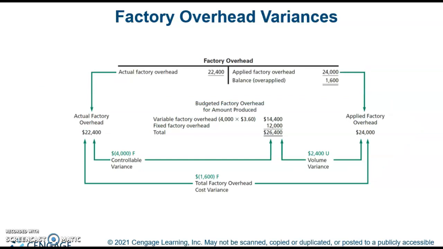Okay, so here is a visual of what we just discussed with the T accounts. So here's actual. Here is applied. So we applied more than we actually had, so we over applied and it was favorable. Now, the net is favorable because we had more favorable than we did unfavorable.